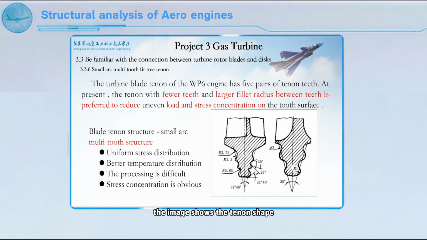The image shows the tenon shape of a WP6 engine turbine blade, which features 5 pairs of teeth. Currently, the trend is toward using a tenon with fewer teeth and a larger fillet radius between the teeth. In other words, a large arc with fewer teeth to reduce uneven tooth surface load and stress concentration.